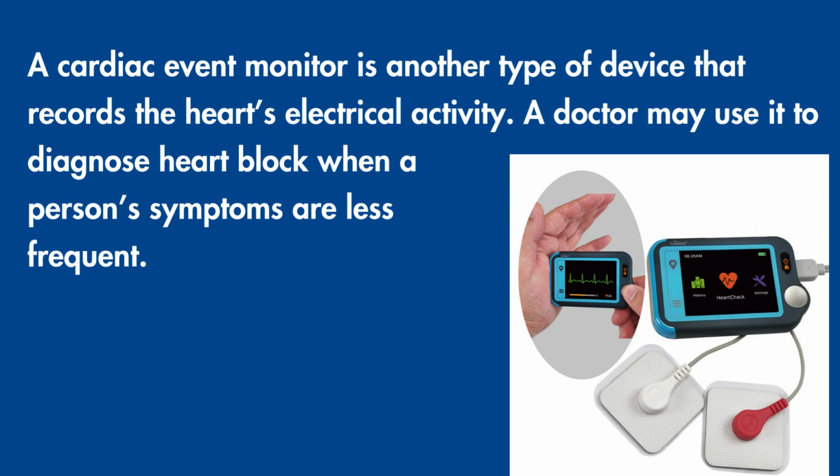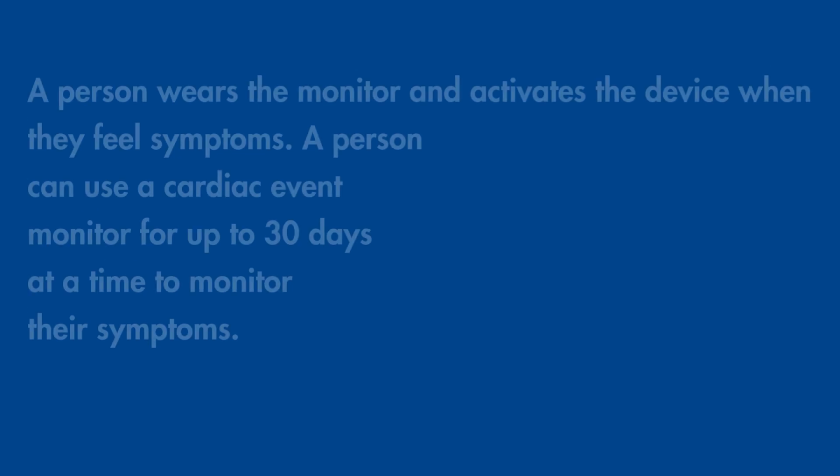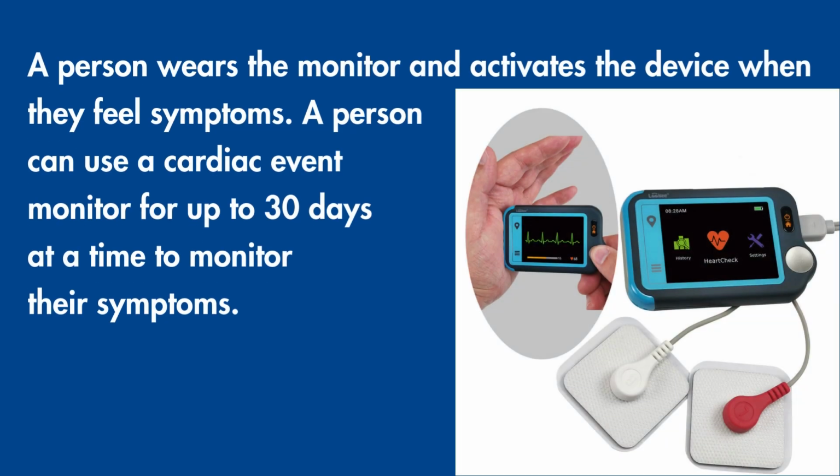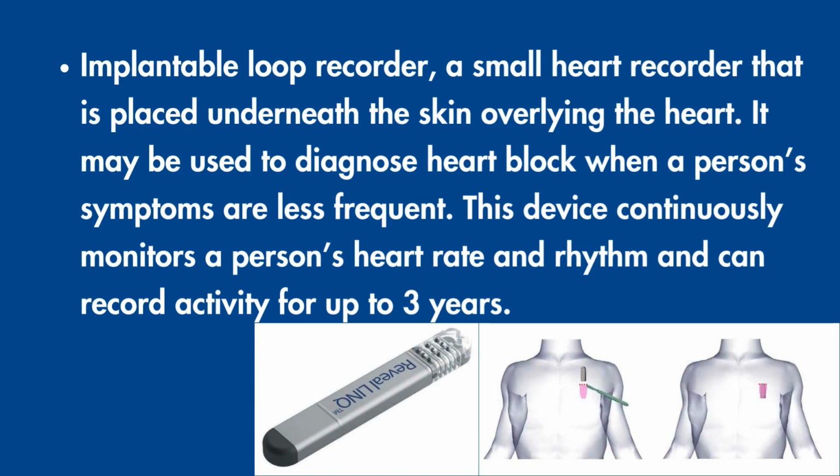A doctor may use it to diagnose heart block when a person's symptoms are less frequent. A person wears the monitor and activates the device when they feel symptoms. A person can use a cardiac event monitor for up to 30 days at a time to monitor their symptoms. Implantable loop recorder is a small heart recorder that is placed underneath the skin overlying the heart. It may be used to diagnose heart block when a person's symptoms are less frequent. This device continuously monitors a person's heart rate and rhythm, and it can record activity for up to 3 years.